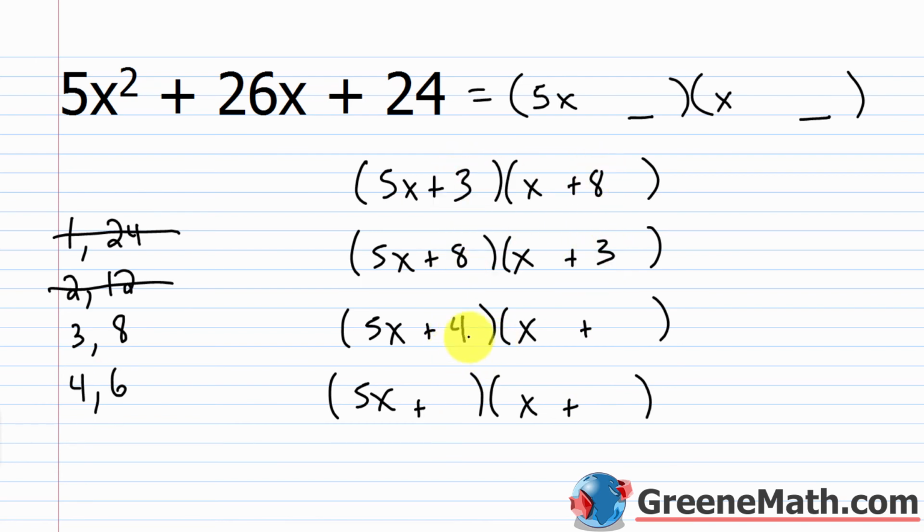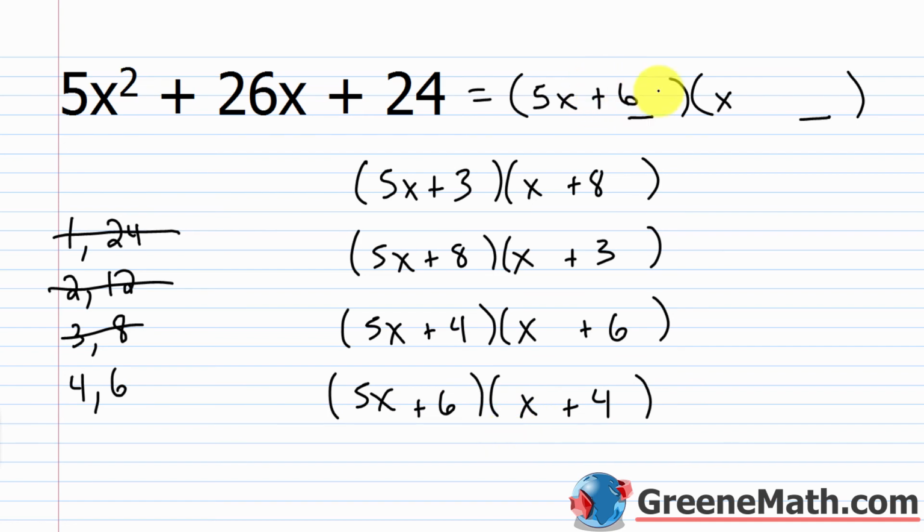And let's try 4 and 6 if we need to. Okay, so 5 times 8 is 40. 3 times 1 is 3. 43 is not going to work. 5 times 3 is 15. And then 8 times 1 is 8. 15 plus 8 is 23. That's not going to work. So this is eliminated. So now I'm down to the last possibility. I have 5 times 6. That's 30. And then 4 times 1 is 4. That'd be 34. And then in this possibility, 5 times 4 is 20. And then 6 times 1 is 6. That is 26. So it's the last one.